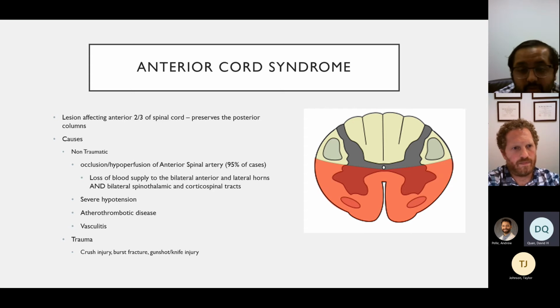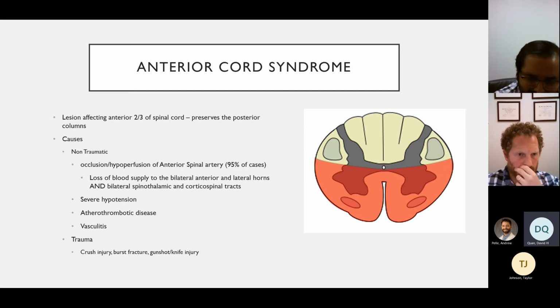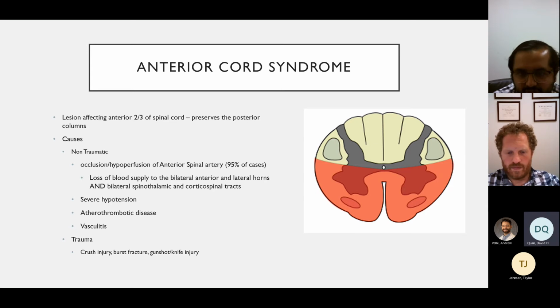You can also have severe hypotension. That can be from a variety of issues, such as low blood pressure, hemorrhagic shock, etc. You can also have atherothrombotic disease as well as vasculitis. The common theme here is you sort of have less perfusion. And so the spinal cord, like all of our other organs, does rely on a blood supply. Additionally, you can also have anterior cord syndrome arising from trauma, such as crush injury, burst fracture, gunshot, knife injury.